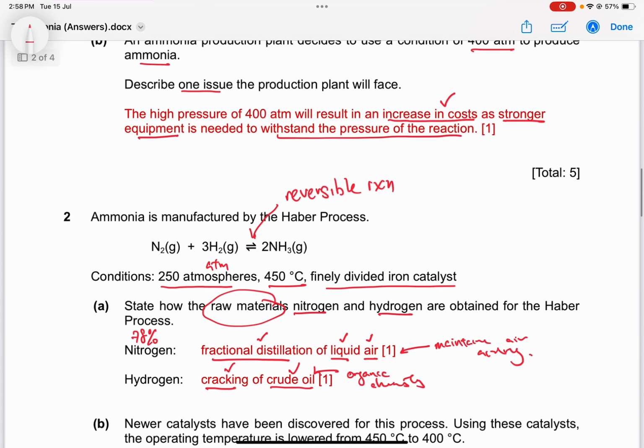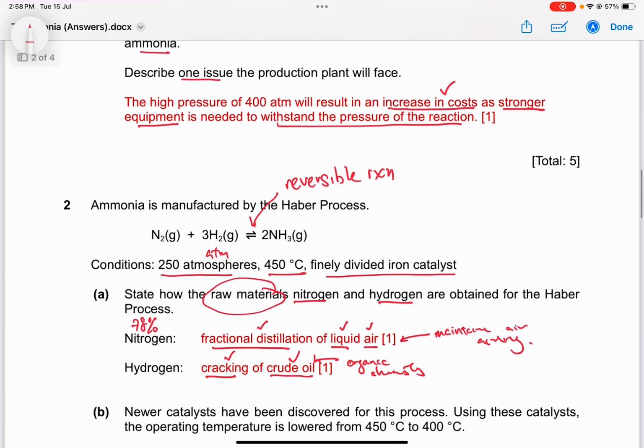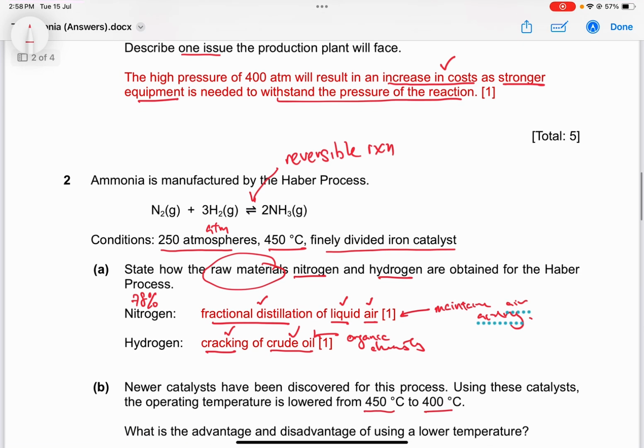Okay, next. Newer catalyst has been discovered for this process. Using this catalyst, the operating temperature is lowered from 450 to 400. Okay, so 50 degrees lower is actually a good thing. So what's the advantage and disadvantage of using a lower temperature? So if I use a lower temperature, obviously cost will be lower, because I don't heat it up so much. But you also know temperature affects actually your speed of reaction. Okay, speed of reaction. So what's the advantage and disadvantage?